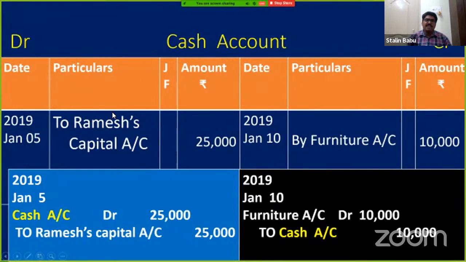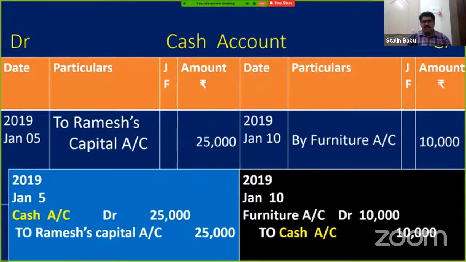We have to check the account we are preparing, whether the account is debited or credited in the journal entry. If it is debited in the journal entry, we have to post on the debit side. If it is credited in the journal entry, we have to post on the credit side. Here cash account is credited, so we are writing on the credit side, and on the credit side we write the debit account name. What is the debit account name here? Furniture account. In this way, post the journal entries into the ledger account.